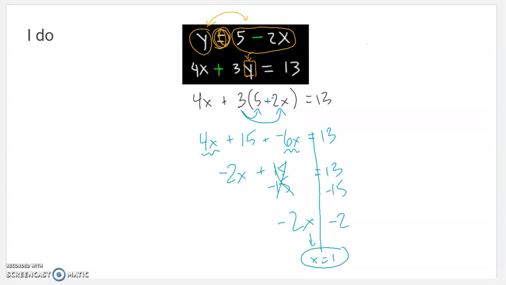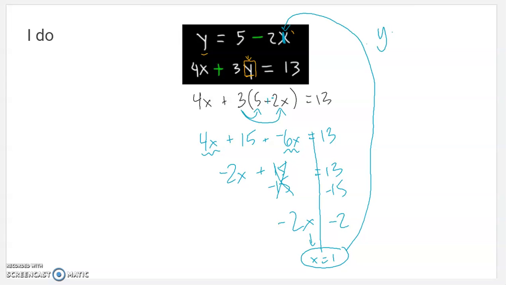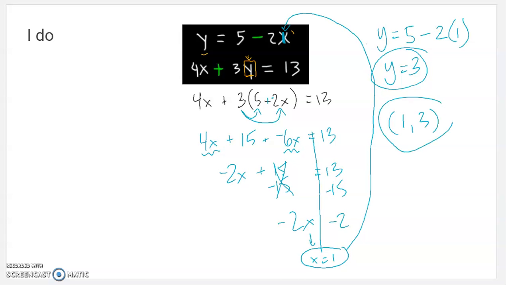Notice what I'm doing now, very similar to yesterday. Once you know how to do this substitution, similar to yesterday. So now that I know x, I'll probably go back. The top equation looks like the easier one to use to find y, by far. So I'll go back up to my first equation. Now I know x, and I can use x to find y. X is 1. So y is equal to 5 minus 2 times 1. That's 5 minus 2, so y is equal to 3. And my ordered pair is 1, 3.